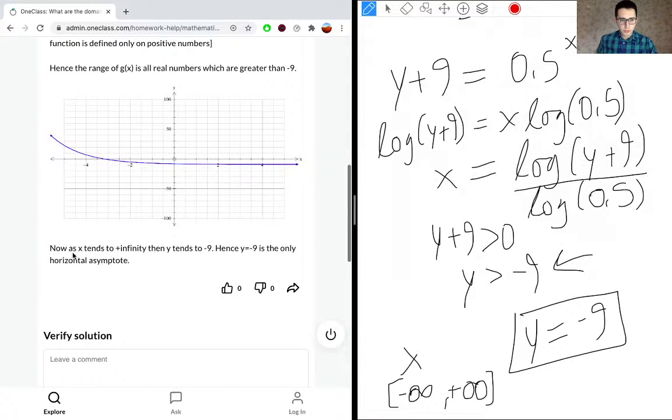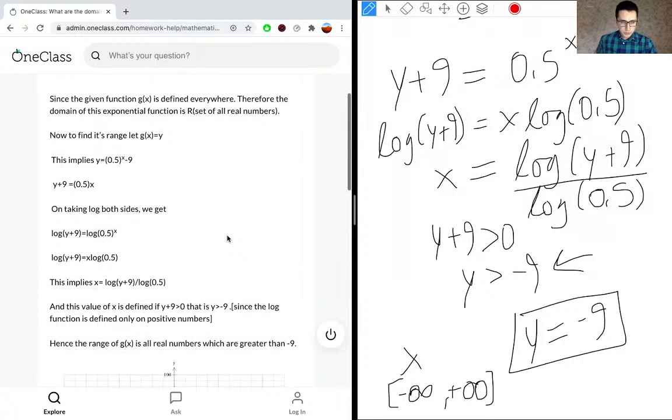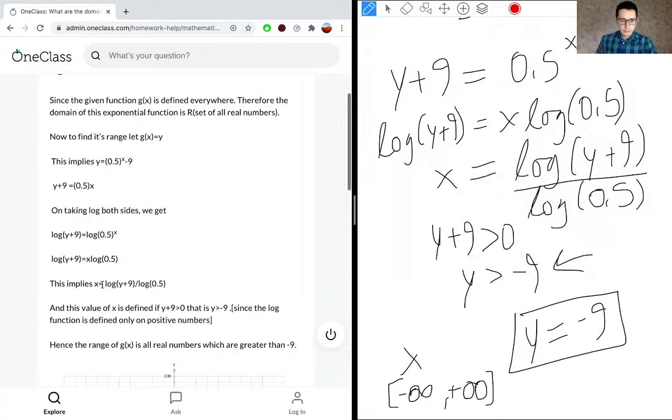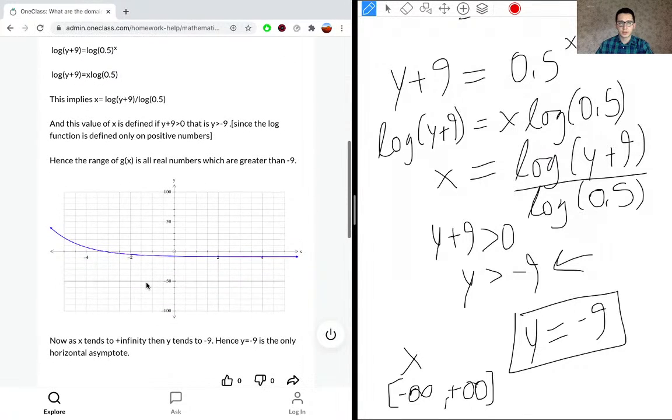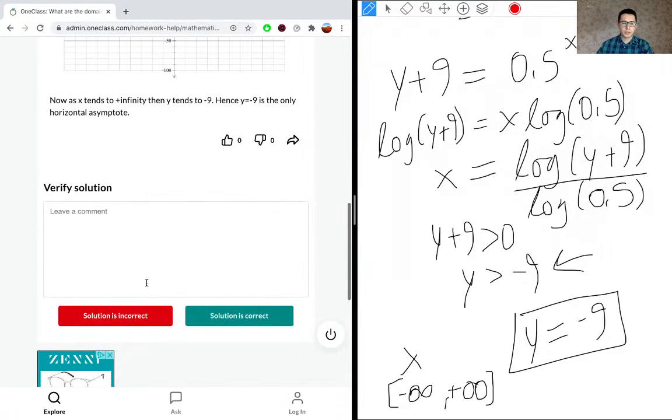So just looking at the solution now, as x tends to positive infinity, then y tends to negative 9, as y equals negative 9 is the only horizontal asymptote. So they go through a similar process for isolating for x to get that y equals negative 9 is an asymptote, and that y is greater than negative 9 is the range in the y for the function. So here the solution is correct. Great job.